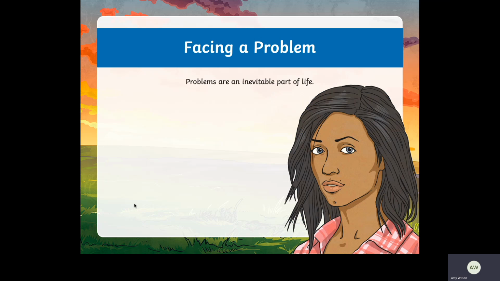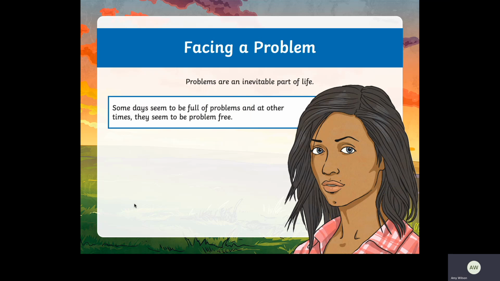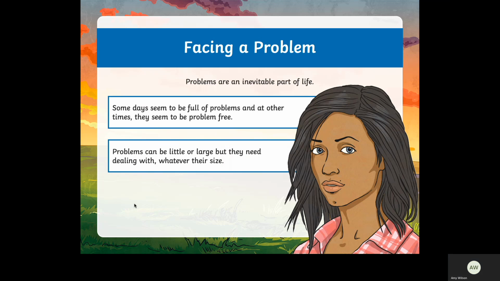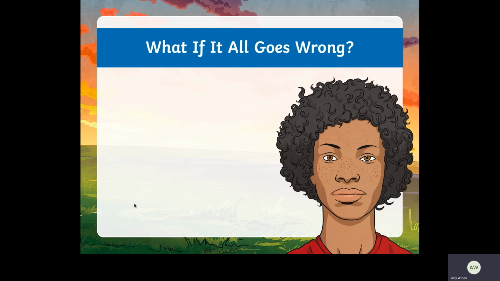So facing a problem. Problems are an inevitable part of life. That means they're going to happen. No matter how organised we are, no matter how many lists we make, no matter how hard we try, problems are going to happen. Some days seem to be full of problems, and at other times they seem problem-free. Problems can be little or large, but they do need dealing with, whatever their size.